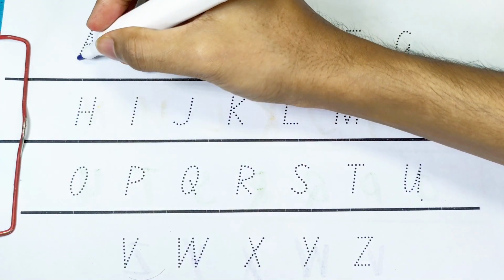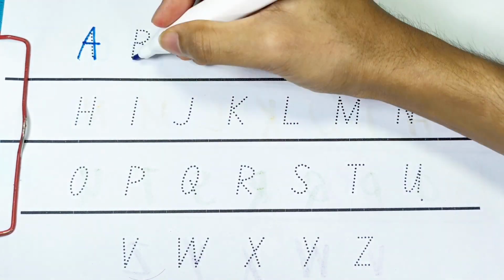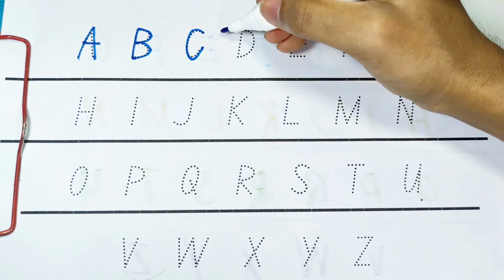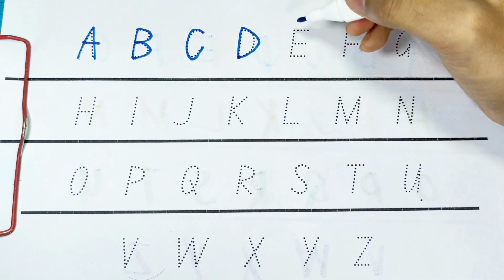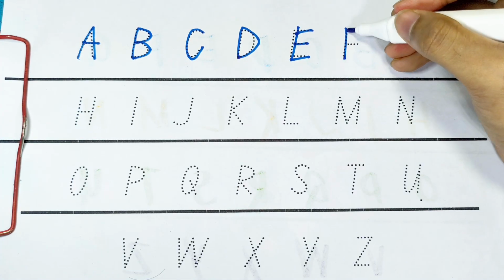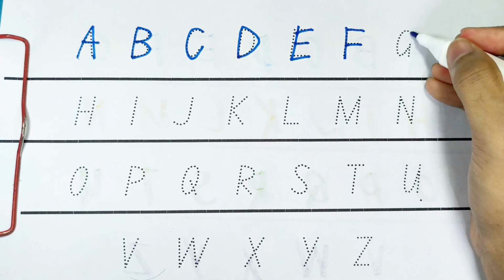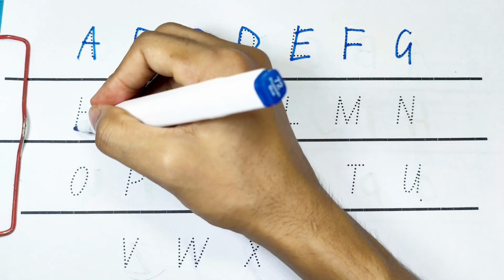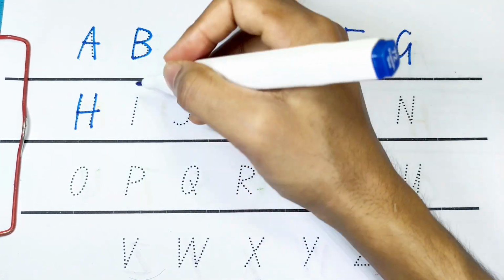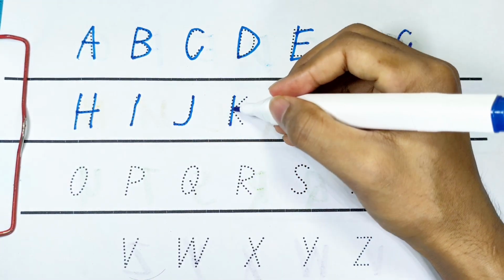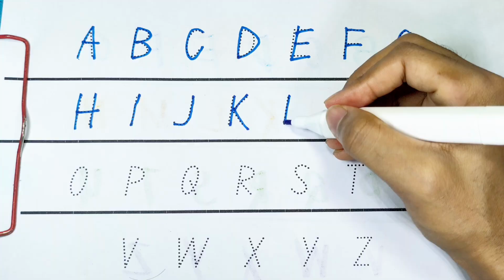Persian blue color. A. B. C. D. E. F. G. The next one is H. I. J. K. Stay with us.